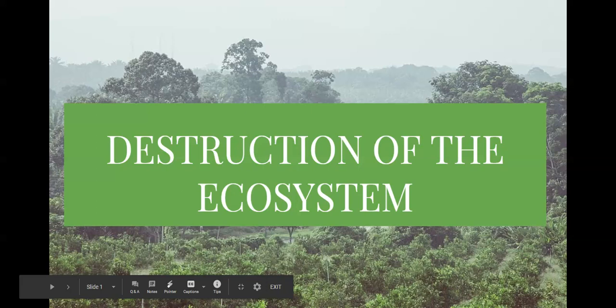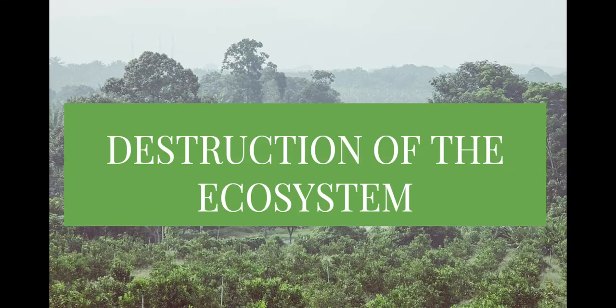Now that we've learned about food webs and how energy moves through the ecosystem, we are going to talk about how the removal or disturbance of one factor can lead to an imbalance or destruction of the ecosystem.